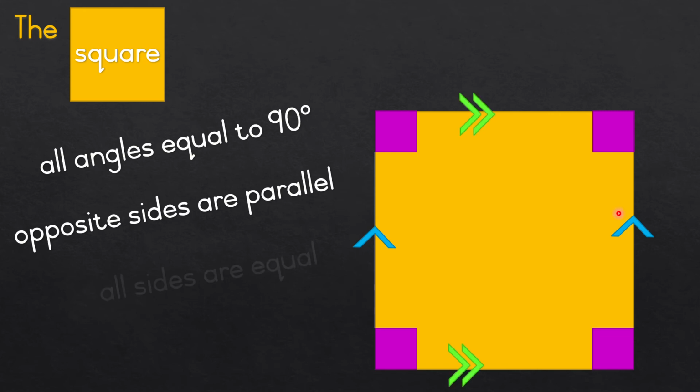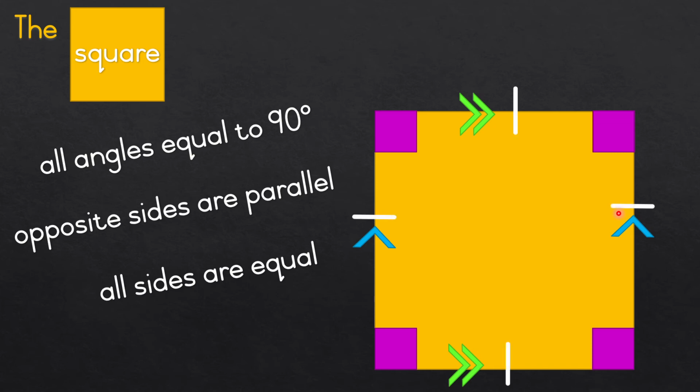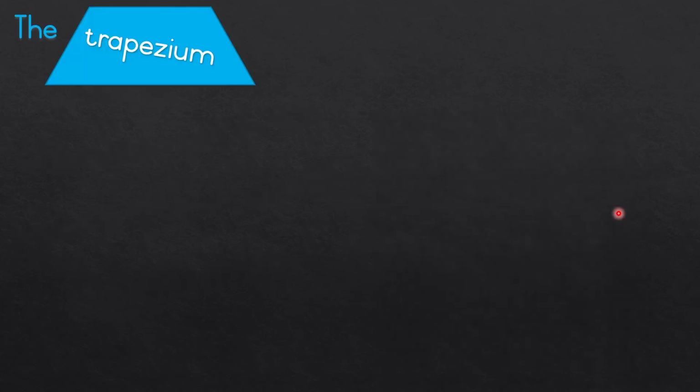The next one says all sides are equal. So in all the ones that we've done so far, we've only used single and double lines because the sides weren't all equal. In the case of the square, all the sides are equal, therefore we can put single lines on all four sides to indicate that all of them are the same size. And that is your square.